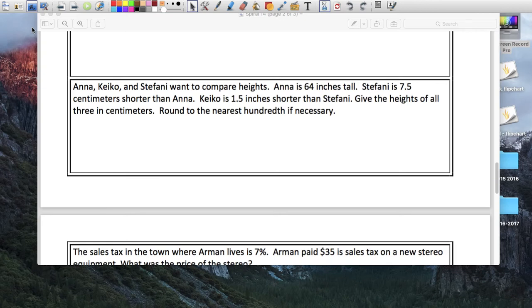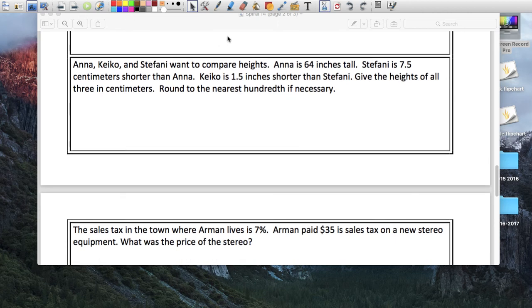Alright, so back. So here I'm going to write that 1 inch equals 2.54 centimeters. Okay, so I'm going to change everything to centimeters. So 1 inch is 2.54 centimeters. Anna, I'm going to change that. I'm going to multiply, obviously, 64 inches, 64 times 2.54. That's going to give her 162.56 centimeters.